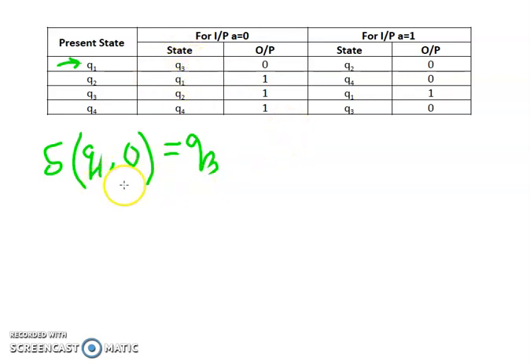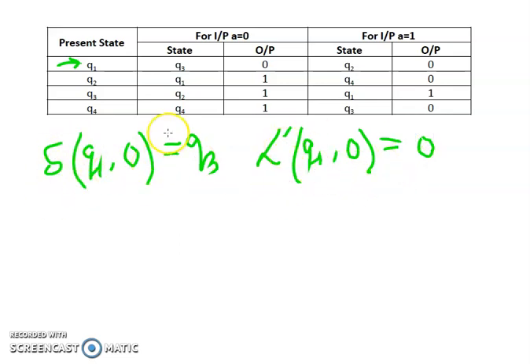Now if we want to check what is the output associated with this particular transition, then we are going to use lambda dash. So in case of lambda dash, we will write Q1 and the input associated with this is 0. So the output generated will be 0. So using delta and lambda dash, we can find the next state and the output associated with this transition.